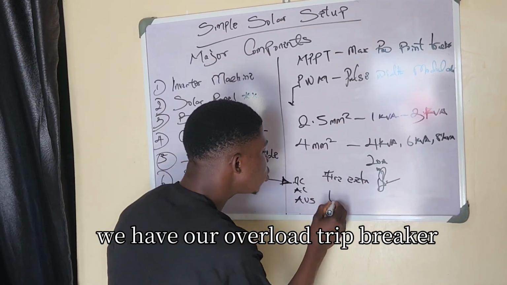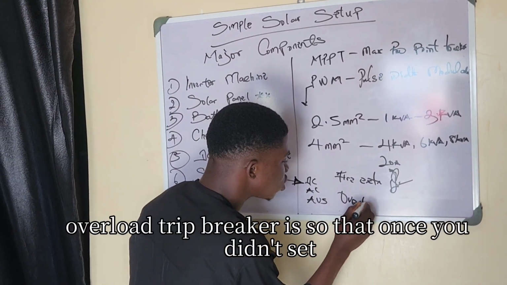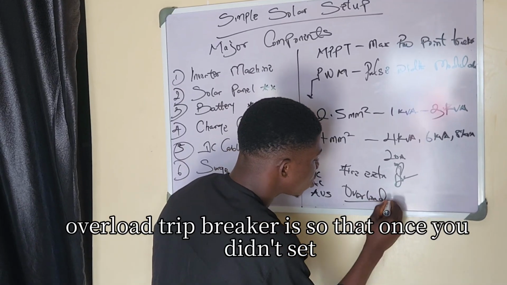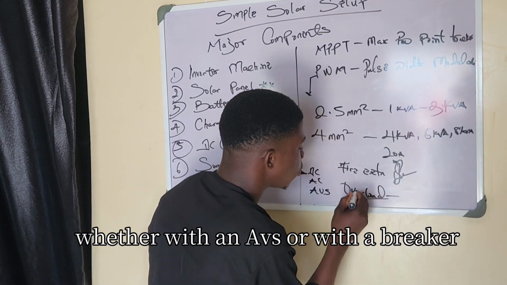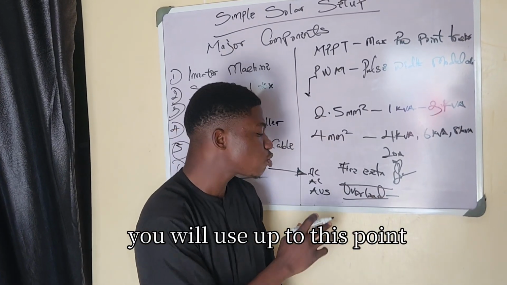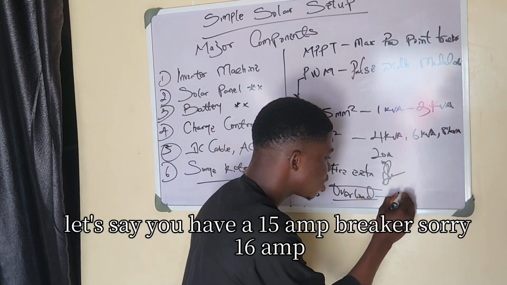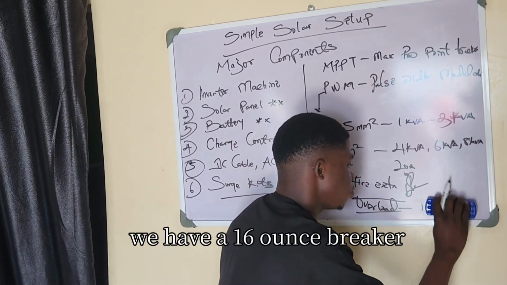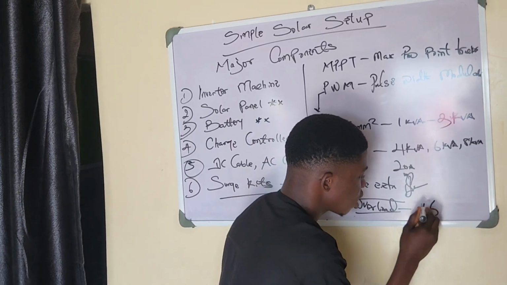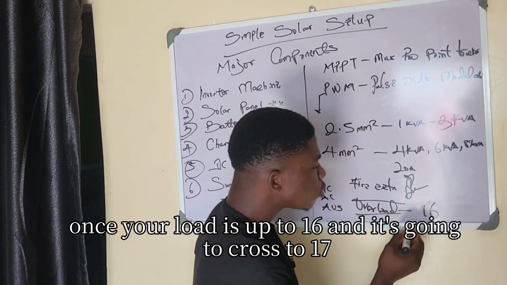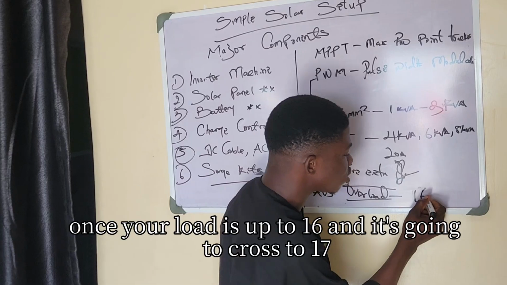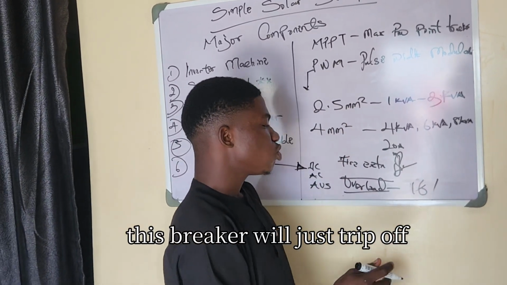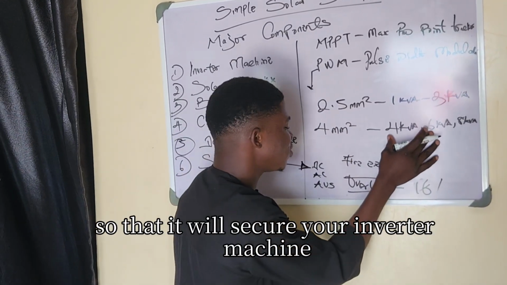We have our overload trip breaker. The overload trip breaker is so that once you have set your limit, whether with an AVS or with a breaker, let's say we have a 16 amp breaker, let me see what is in the market. We have a 16 amp breaker, and once your load is up to 16 and you want to cross to 17, this breaker will just trip off, so that it will secure your inverter machine.